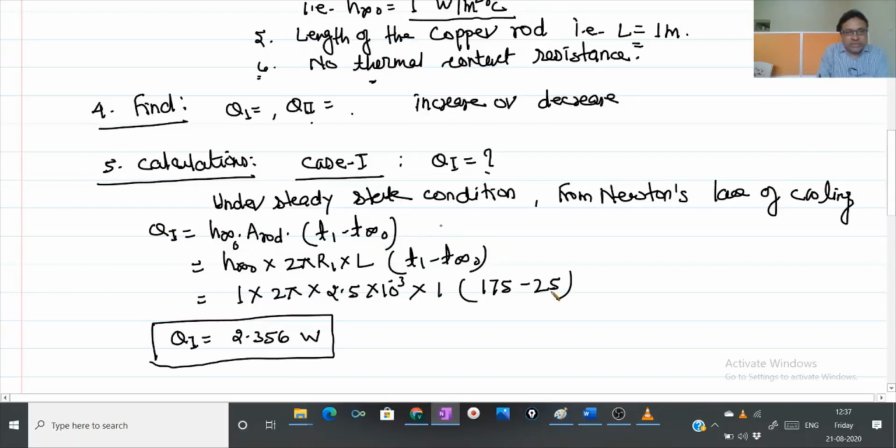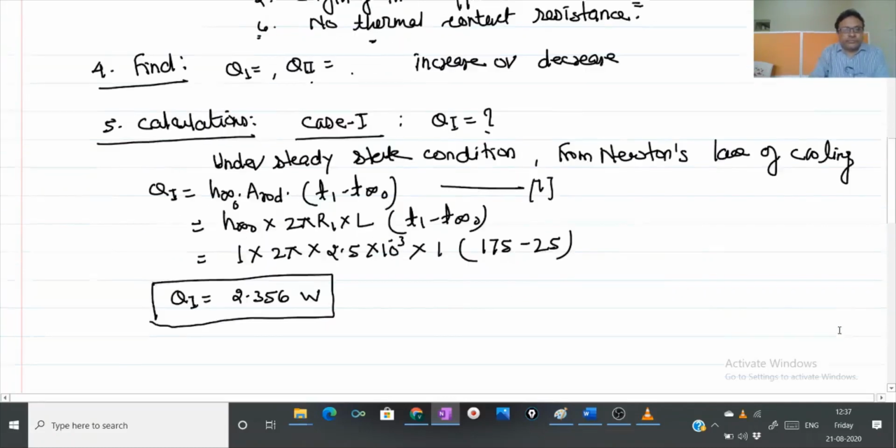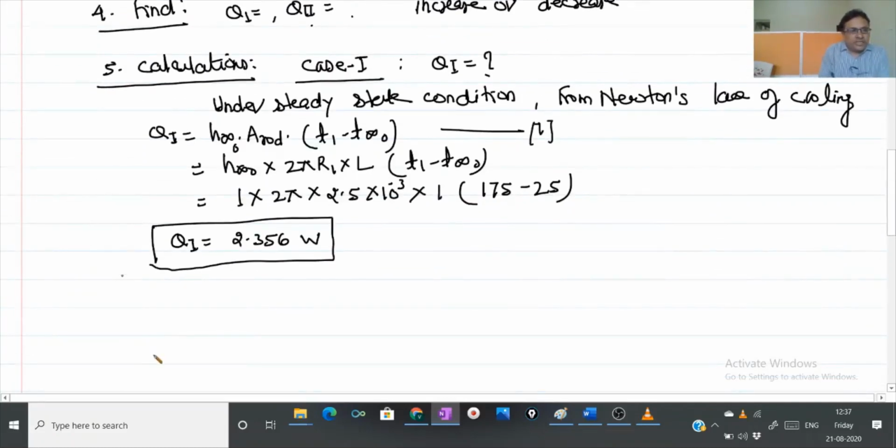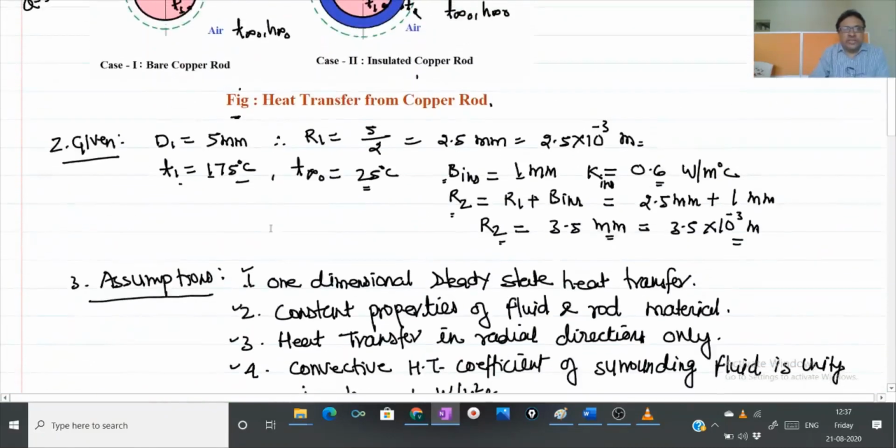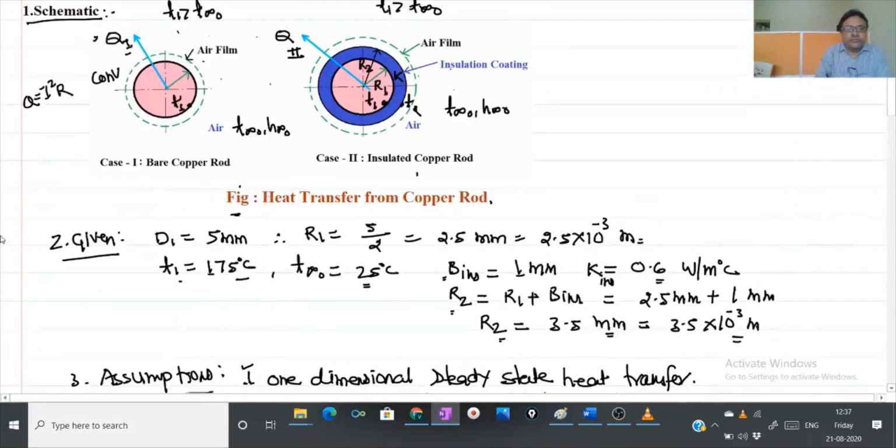Let's say this is equation number 1. Now in case 2, what is case 2? When the copper rod is provided with insulation.